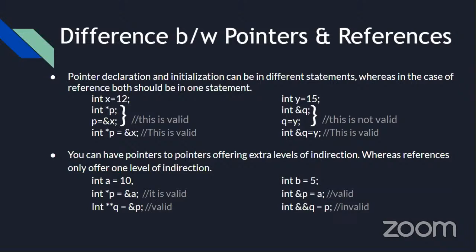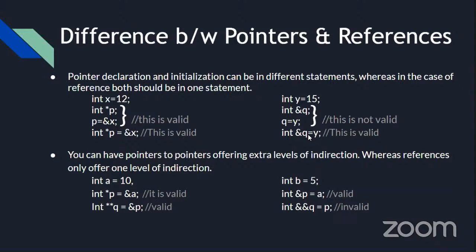But if you move to the right side, there we are declaring the reference variable in one line and initializing it in the next line. This is not valid in the case of reference variables. So in the case of pointers, initialization and declaration can be done in the same line itself. This is perfectly valid. In the case of references, we only have the option to both declare and initialize in the same statement itself.